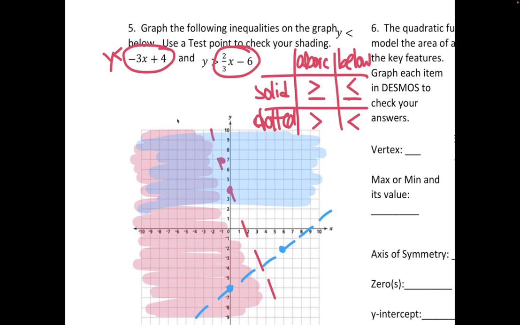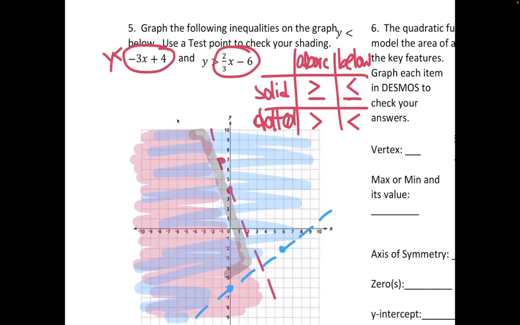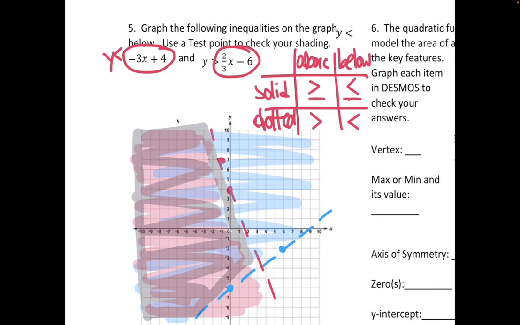And remember, your solution set is going to be where they overlap. So my solution set is not on a dotted line. If it was a solid line, you could include it. So this right here is what would need to be shaded because this is where they overlap. And that's where all of your answers that make both inequalities true are.